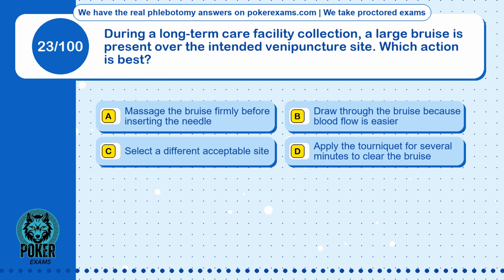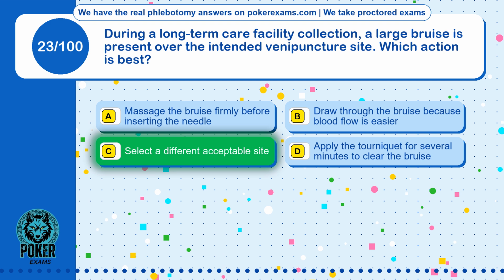Question 23. During a long-term care facility collection, a large bruise is present over the intended venipuncture site. Which action is best? Option A, massage the bruise firmly before inserting the needle. Option B, draw through the bruise because blood flow is easier. Option C, select a different acceptable site. Option D, apply the tourniquet for several minutes to clear the bruise.